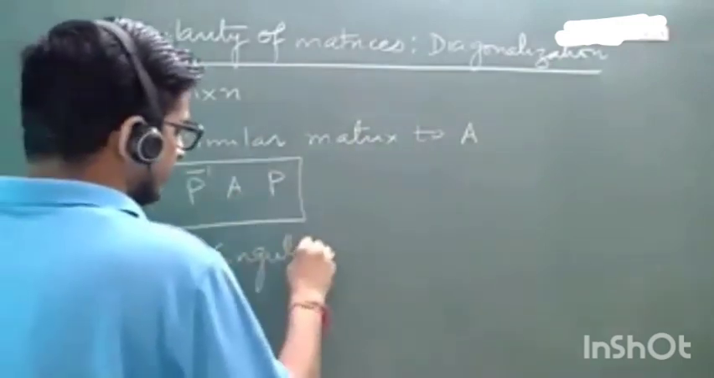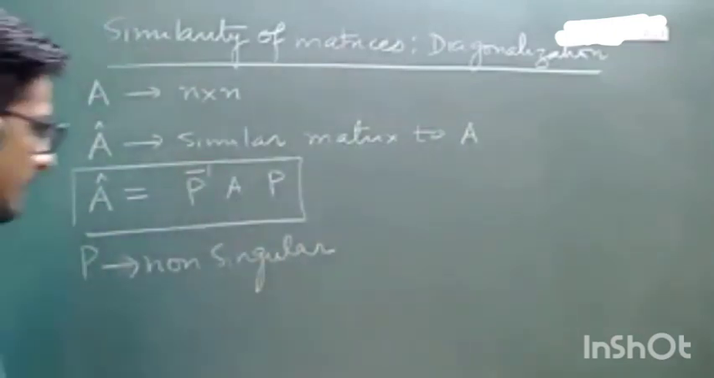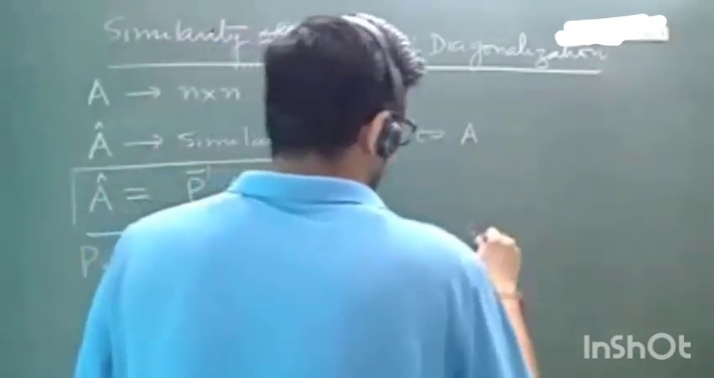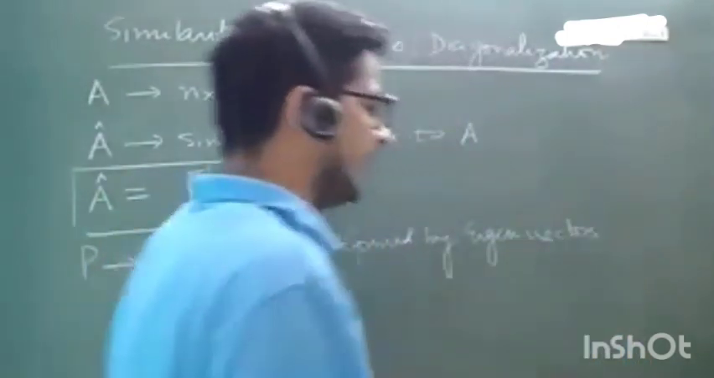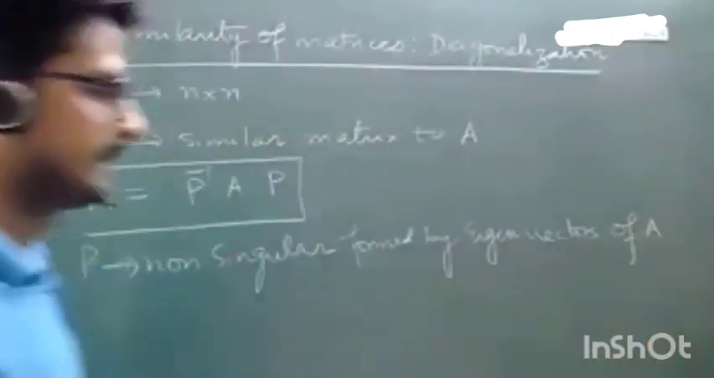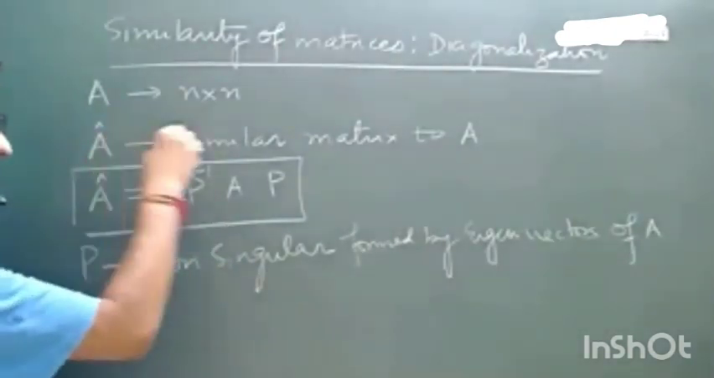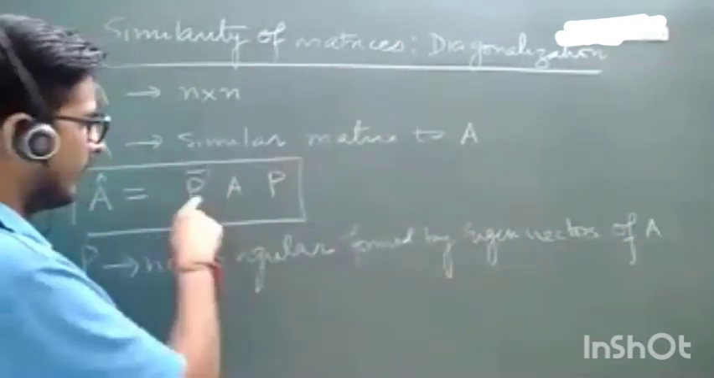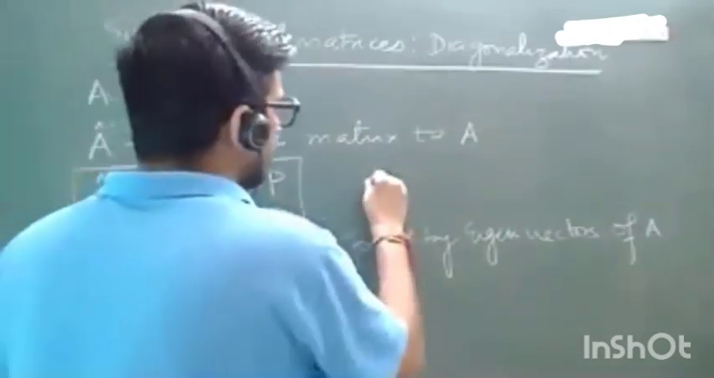Non-singular means its determinant value should not be equal to 0, formed by eigenvectors of A. So suppose A is a matrix, you calculate the eigenvectors, put them in columns, and the matrix formed will be known as P. But here P inverse is also there, which is the inverse of the matrix.